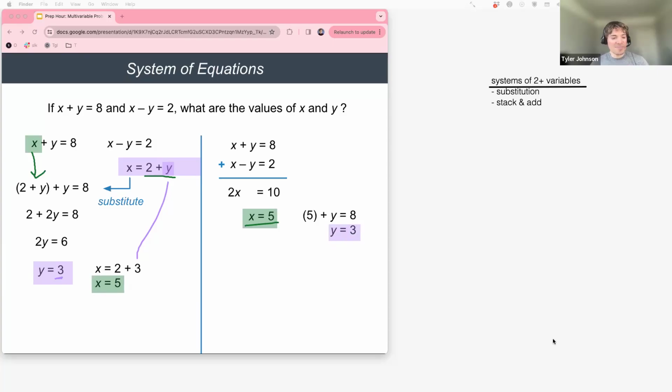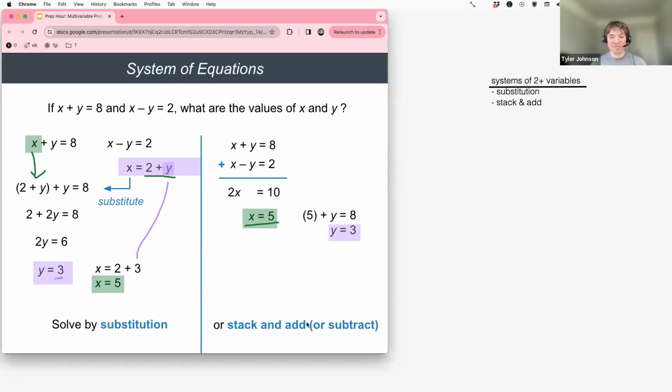So I do find it takes a little less time. There are fewer steps involved, and I'm just less likely to create some sort of simple algebraic mistake along the way. So when I can, I look for ways to stack and add. And note that there's a prerequisite here. In order for stack and add to work, I need my variables to be of the same magnitude. I need it to be plus a single y and minus a single y.